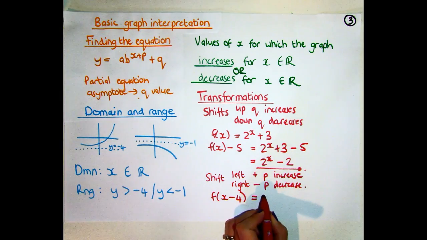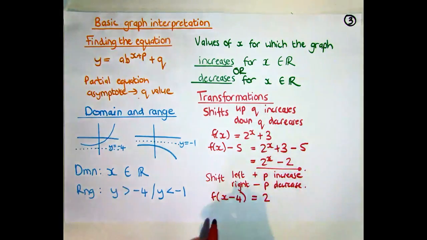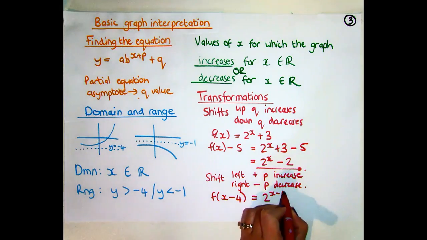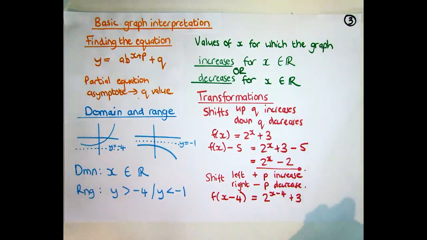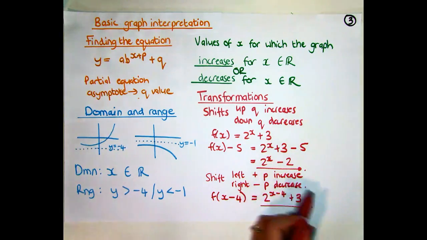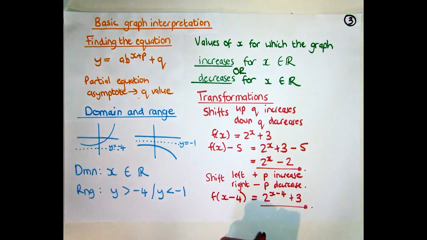So now I've got 2 to the, not x, but x minus 4. And then I can add my 3 on at the end like it was. So I haven't done anything extra here. There's nothing to calculate. That is the new formula for the graph that is shifted right by 4 units.